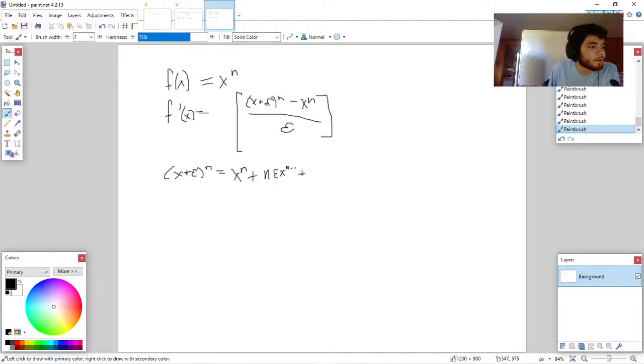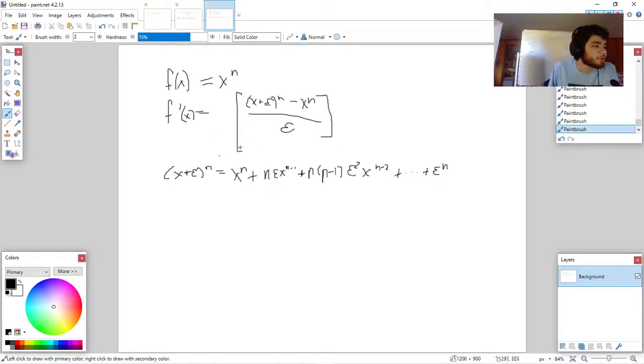plus, what's the second binomial coefficient? n times n minus 1, epsilon squared x to the n minus 2. And if you told me that there was going to be a pandemic that made it really hard to write on whiteboards, I would not have believed you a few years ago. But here we are. Bunch of extra junk terms, and then epsilon to the n.